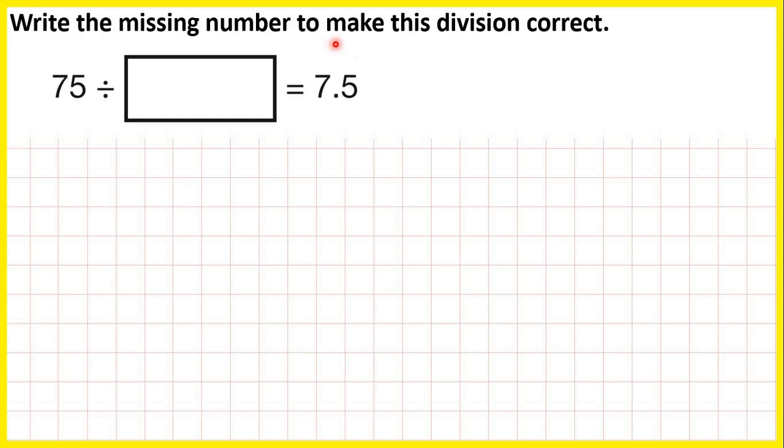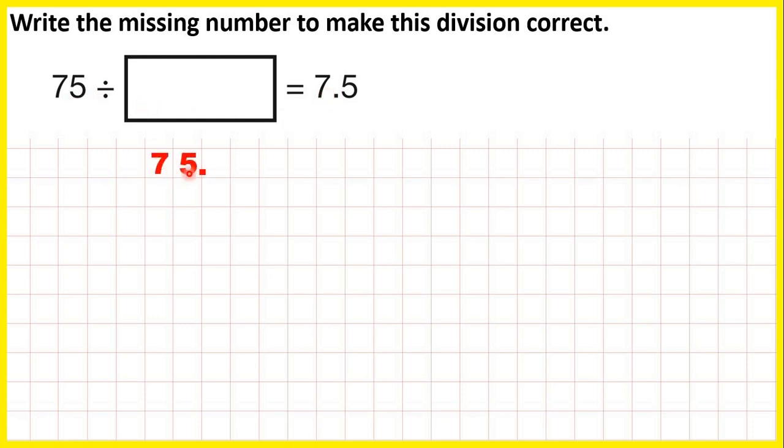Write the missing number to make this division correct. 75 divided by something equals 7.5. So here we have a 7 and a 5 as the digits of both our dividend and our answer. So all that's changed is the place value.